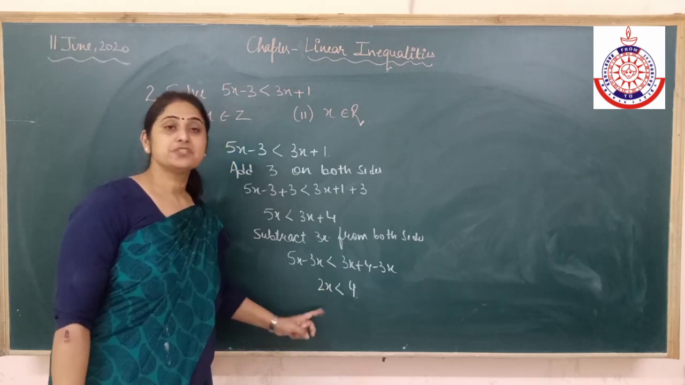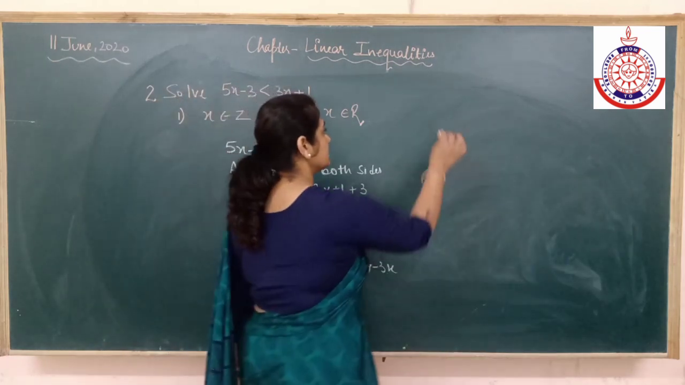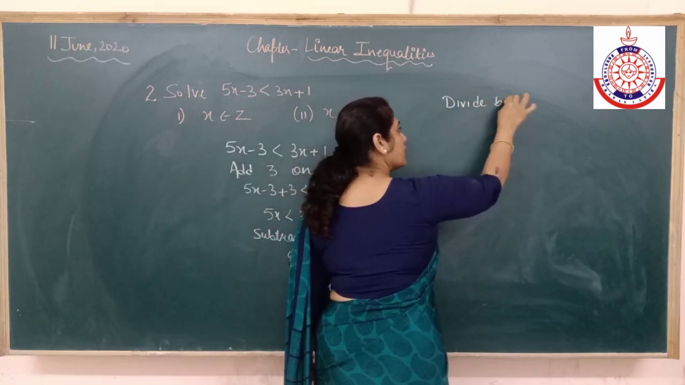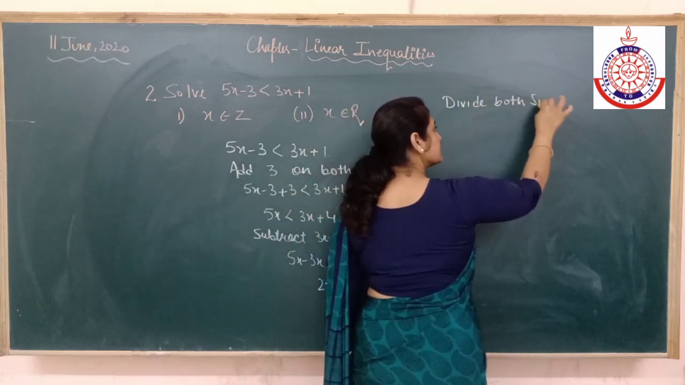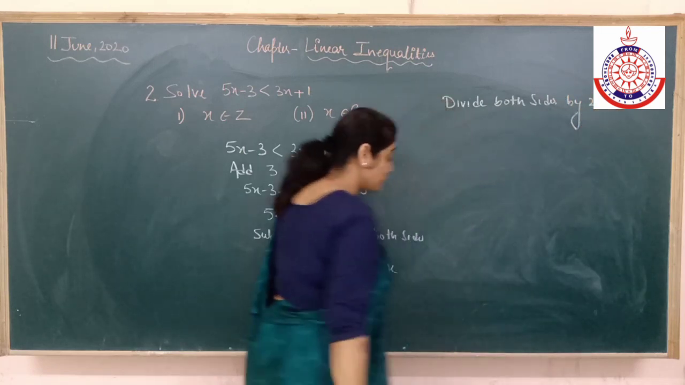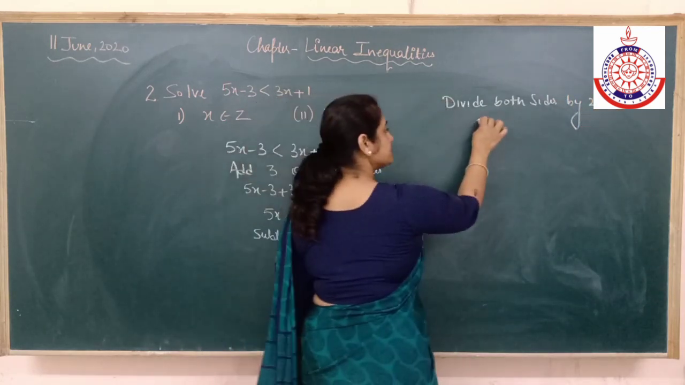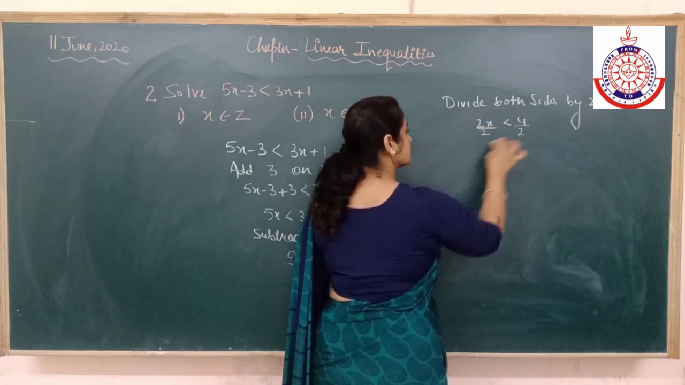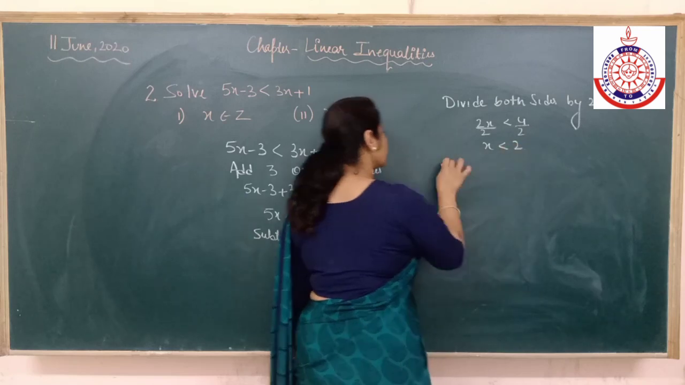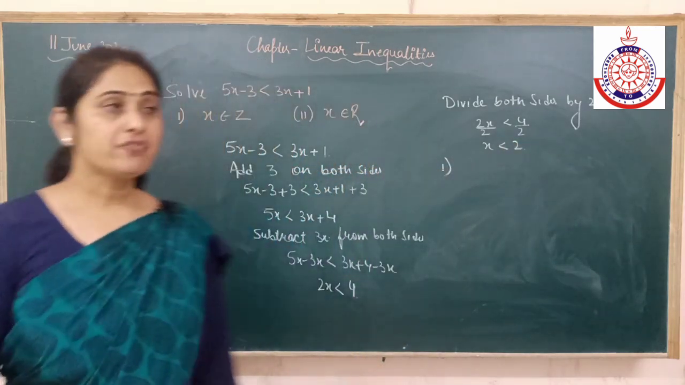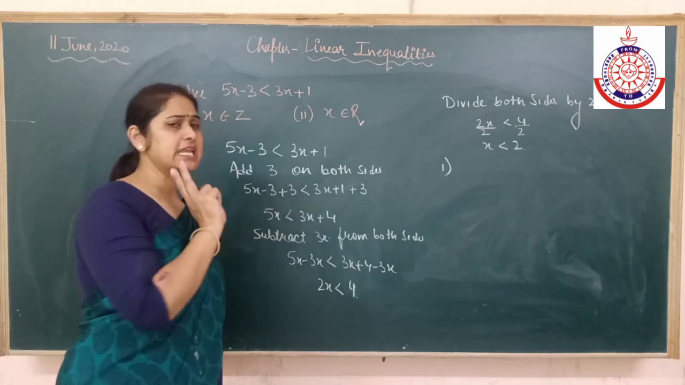Now I need to remove this 2. So what shall I do? Divide both sides by 2. So x has come less than 2. Clear? My value of x is all the numbers which are less than 2.